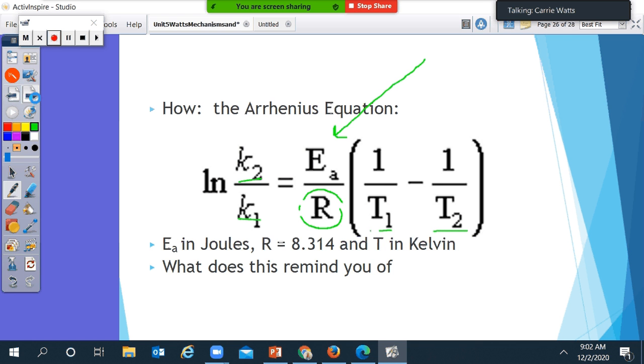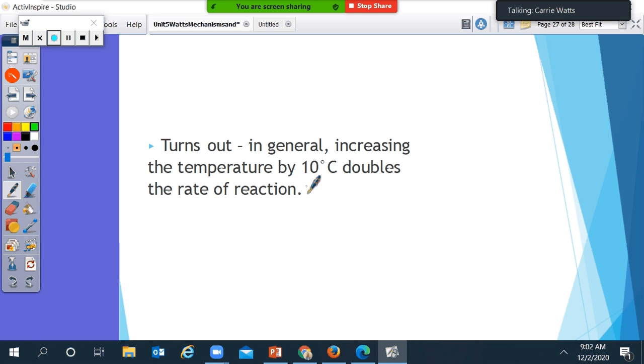So the moral of the story is, if you increase the temperature by 10 degrees, it will double the rate of reaction. That's kind of what that equation ends up proving to you.